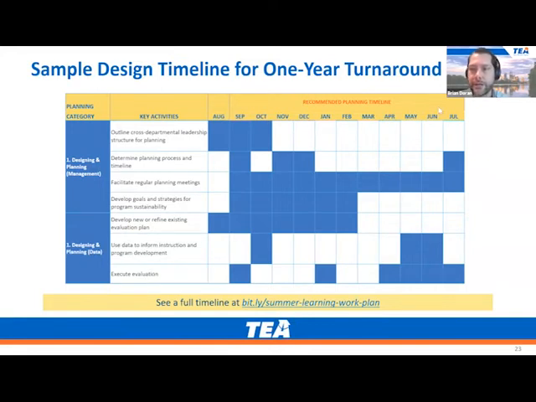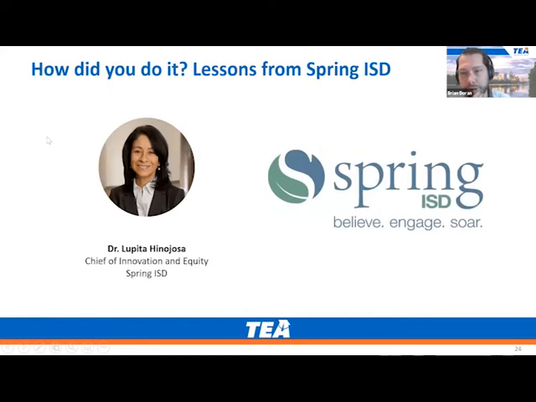So, kind of get the thoughts going there. This is on the summer side. And then on the full year redesign side, I'm going to turn it over to Dr. Hinojosa, who has gone through a year-long planning process through the ADSY Planning and Execution Program to think through a full year redesign at Clark Primary and Intermediate in Spring ISD. I would love to turn it over to you, Dr. Hinojosa.